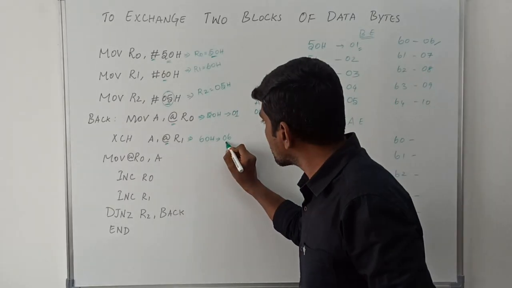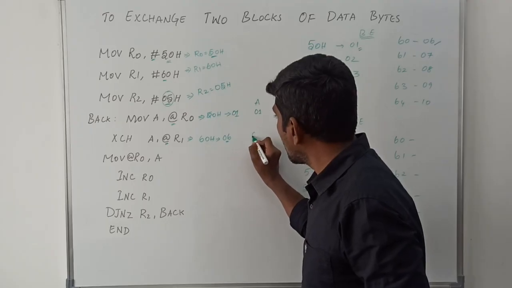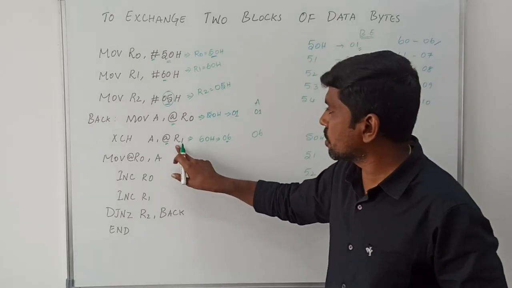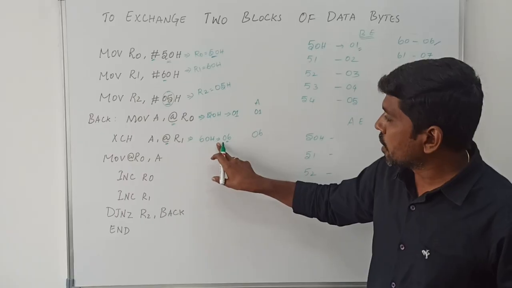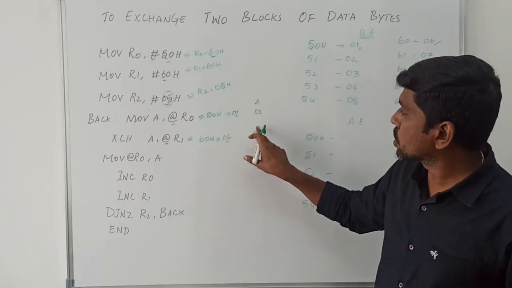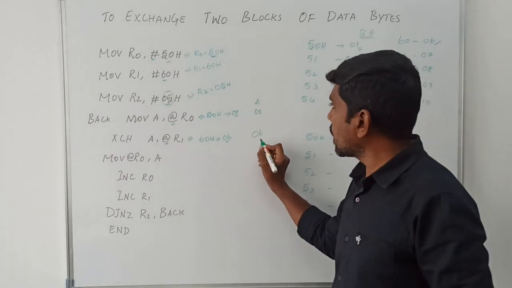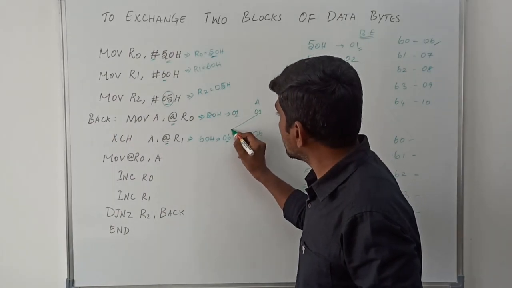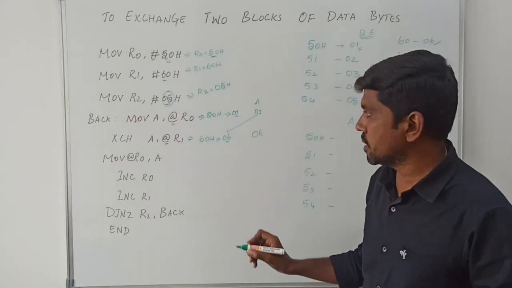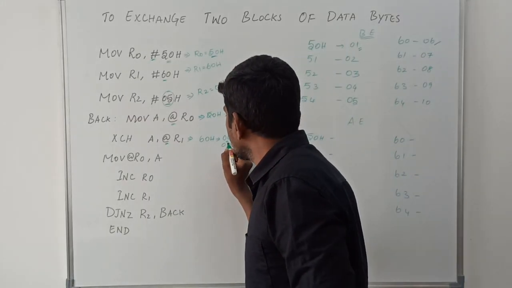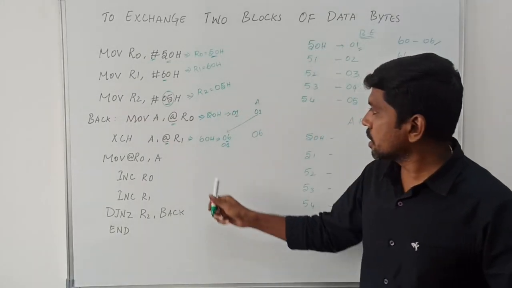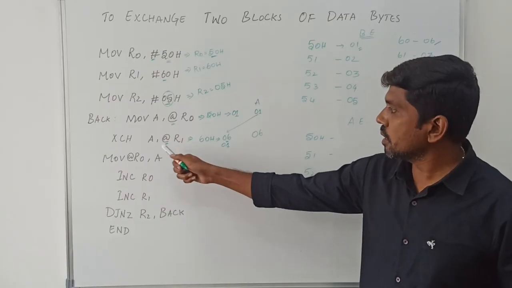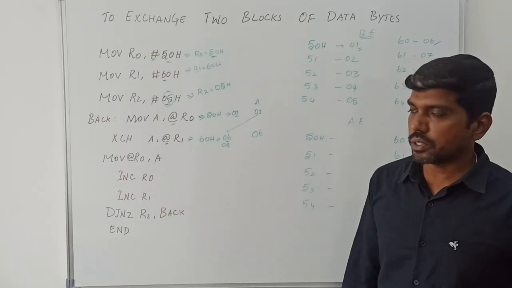So this 06 goes to the accumulator. After execution of this instruction, the memory location data 06 goes to the accumulator. Then the accumulator value 01 goes to this memory location. So after execution, now the memory location 60H value is 01, and the accumulator content is 06.